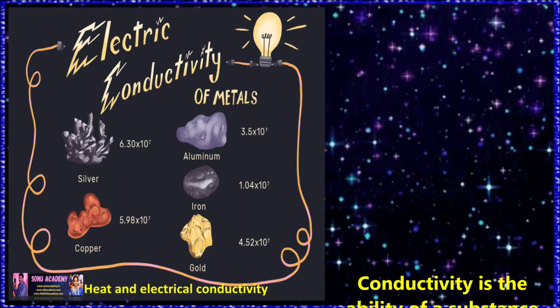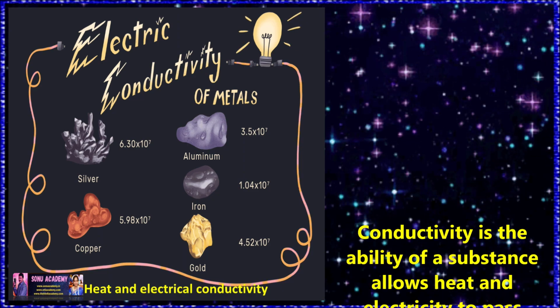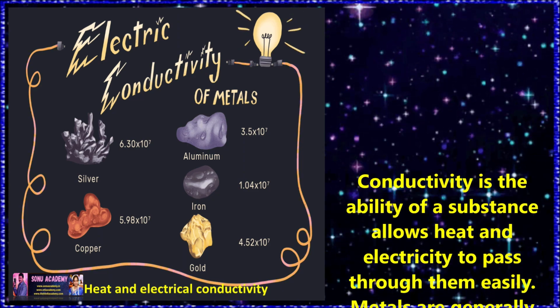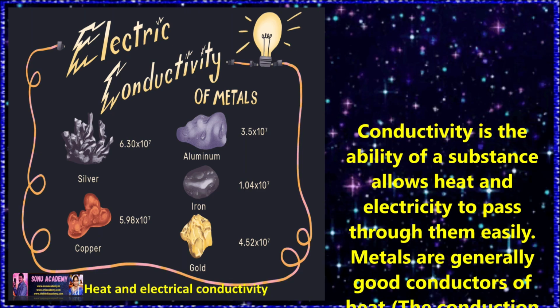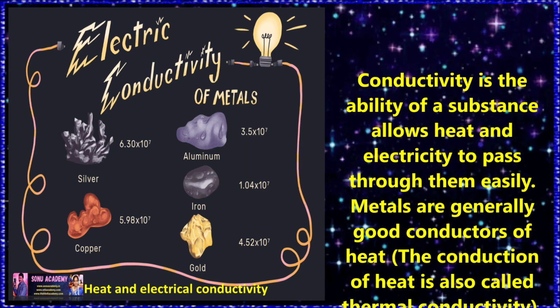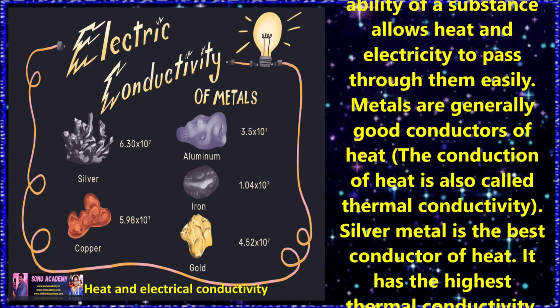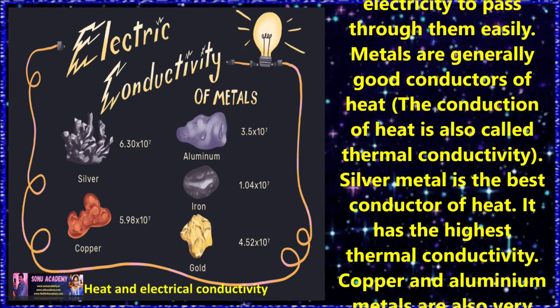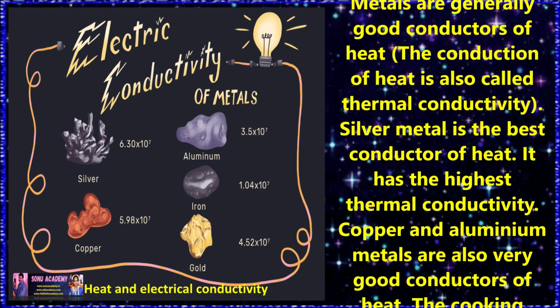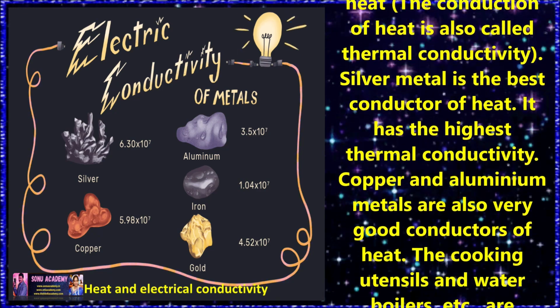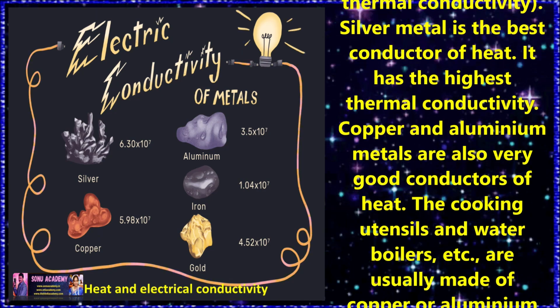Children, let us discuss the heat and electrical conductivity of metals. Conductivity is the ability of a substance to allow heat and electricity to pass through it easily. Metals are generally good conductors of heat. Silver metal is the best conductor of heat. It has the highest thermal conductivity. Copper and aluminum metals are also very good conductors of heat.